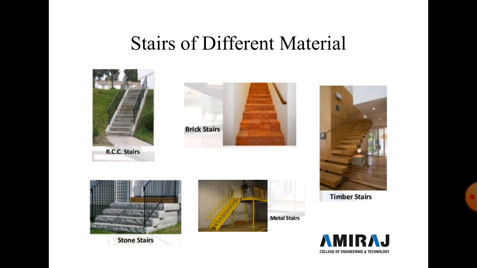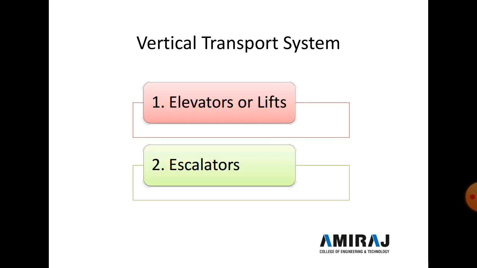Now here are the different materials used in the construction of stairs. The first material is RCC stair, second is brickwork, third is timber stair, fourth is stone we use to construct stairs, and fifth is metal. RCC, brick, timber and stone are generally used in residential areas, and metal stairs are generally used in industrial areas.